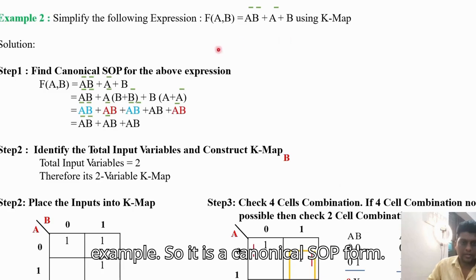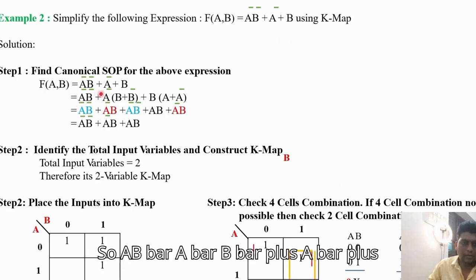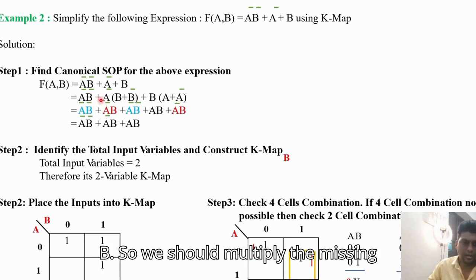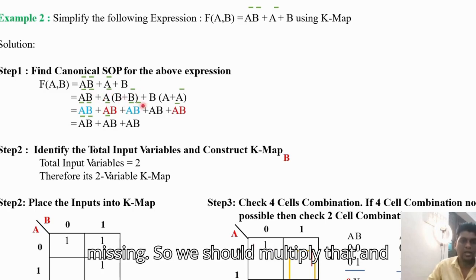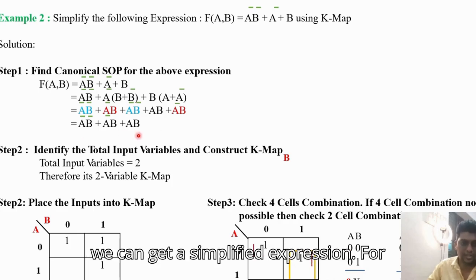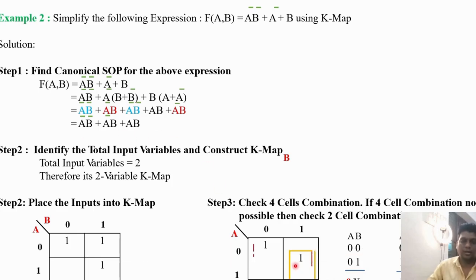Second example. It is a canonical SOP form: A bar B bar plus A bar B. So we should multiply the missing terms. Here B is missing, here A is missing. So we should multiply that and we can get a simplified expression. For that simplified expression, we make the group.